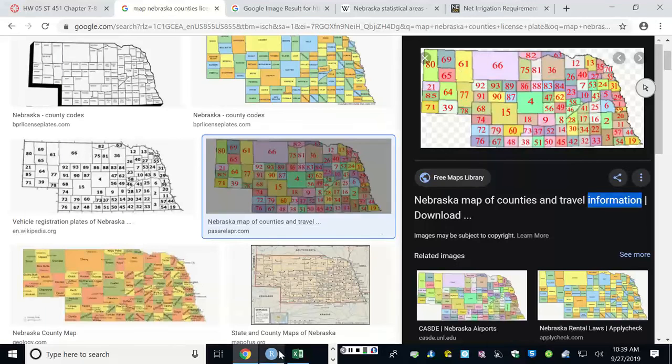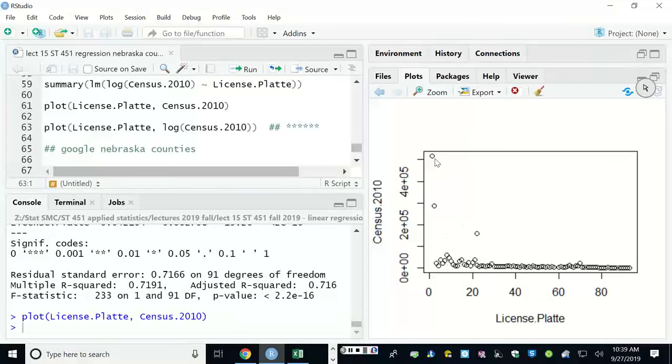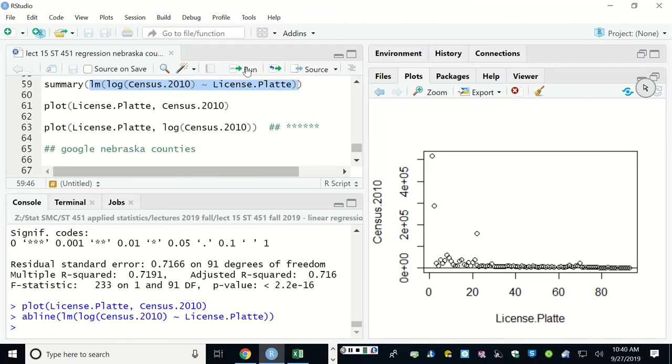So it just happens that 1 and 2, and this one's pretty small too, are the smallest ones, small numbers, and that's just the way it is, right? So if you do an AB line of this, where does it want to put the regression line? Oh, it's pretty flat.